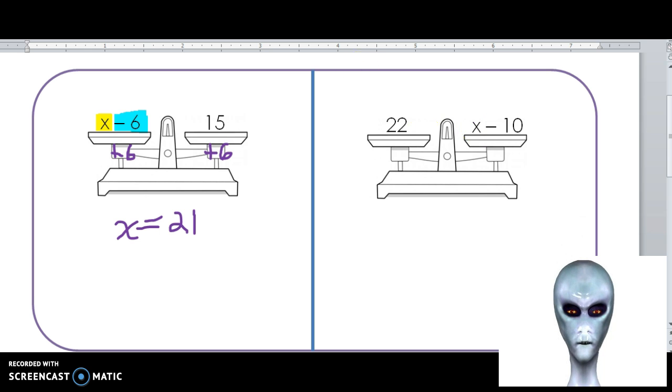On this one, the variable is on the other side of the balance beam. And we're subtracting 10. So the inverse of subtracting 10 would be to add 10 to both sides of the equation. So I'm going to add 10 and 10. So I'm left with x equals 22 plus 10, which is 32.